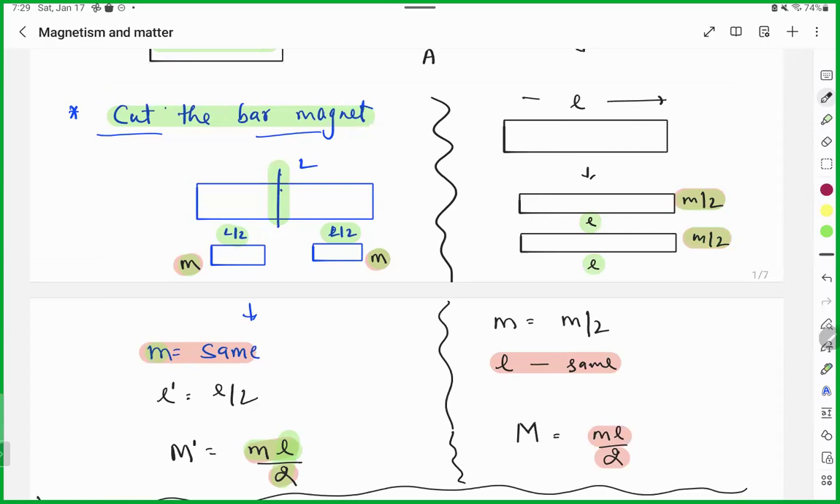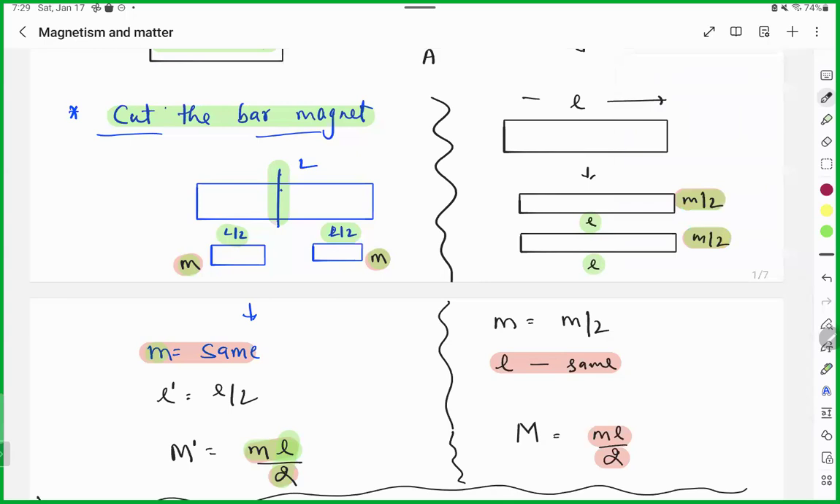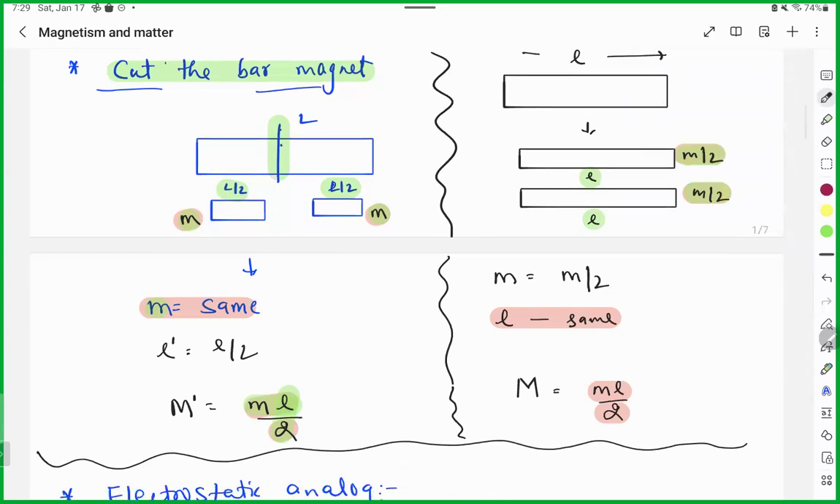Any doubt, guys? So, what is the key point in this case? If you cut the cross section, then pole strength is the same. If you cut along the line, then length remains the same, but pole strength will be half.